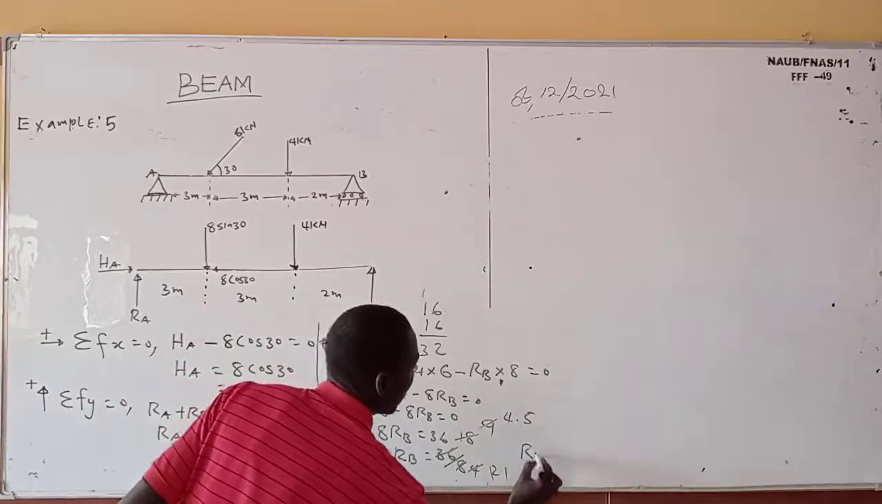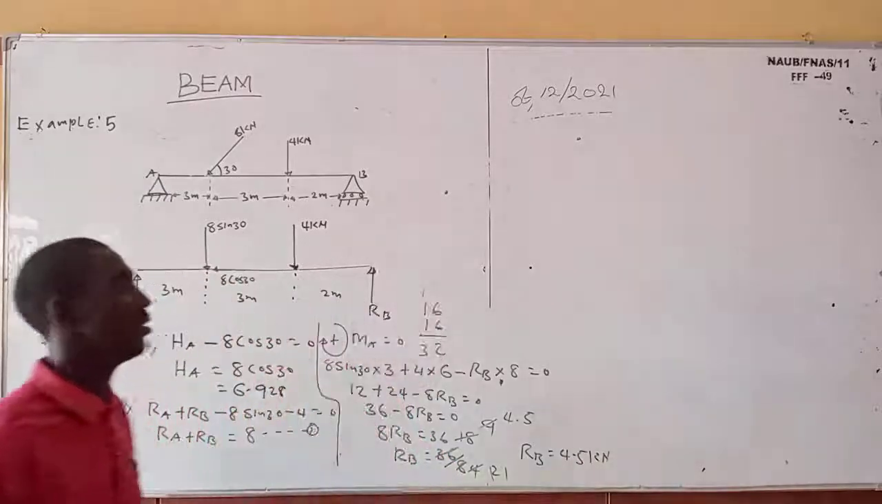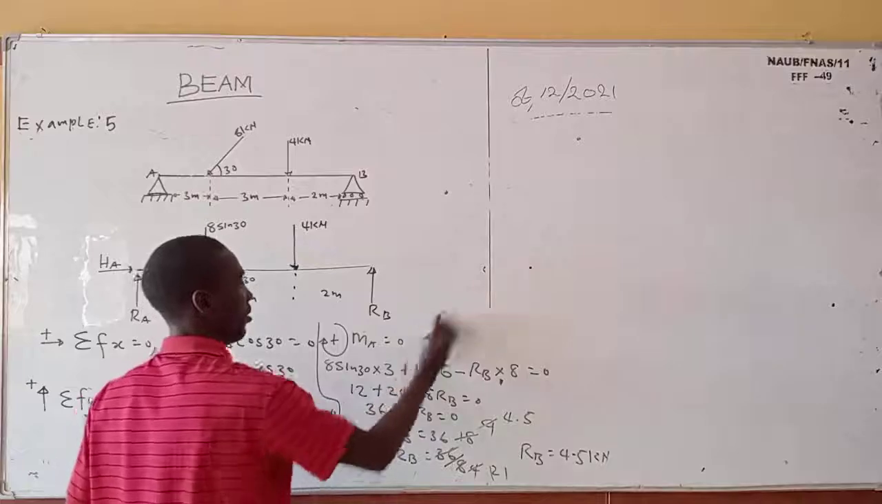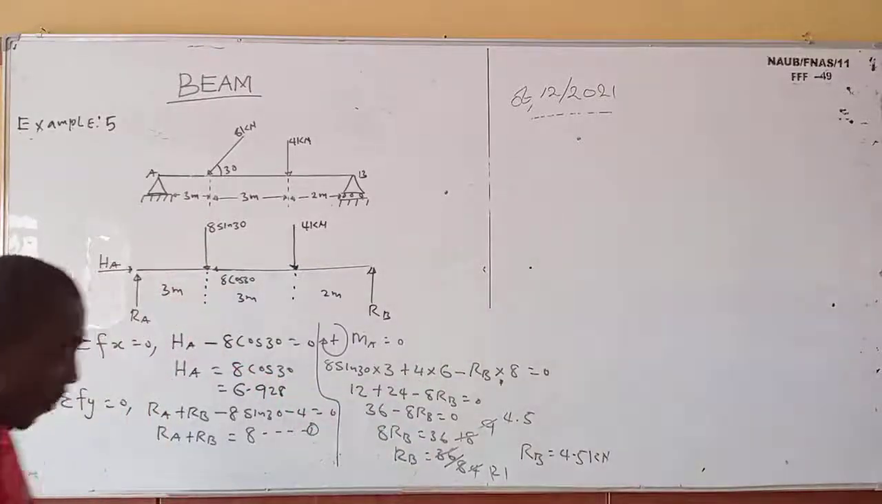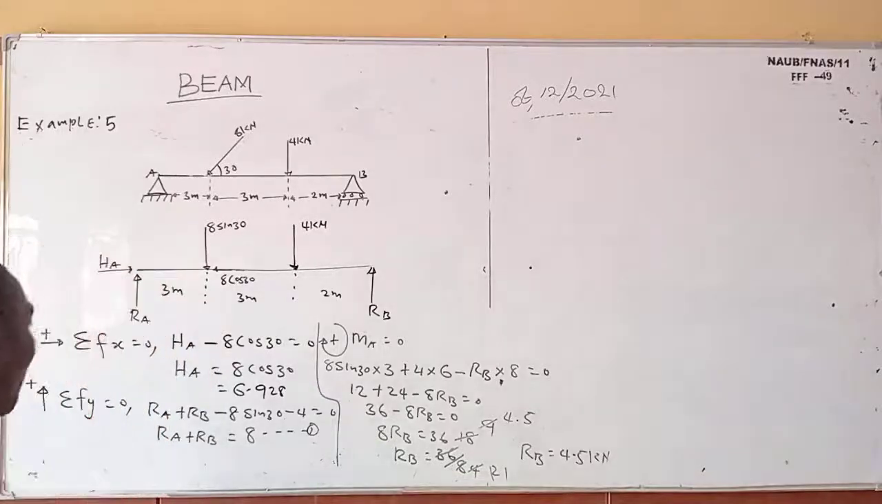So RB is equal to what? 4.5 kilonewton. Sorry, it's not this. I'm not with my calculator. So sometimes we can work without a calculator as engineers.